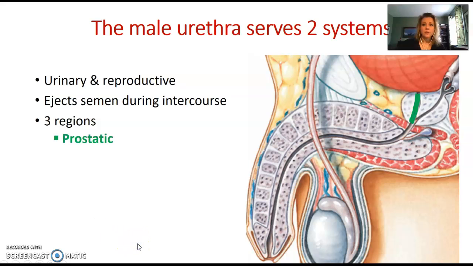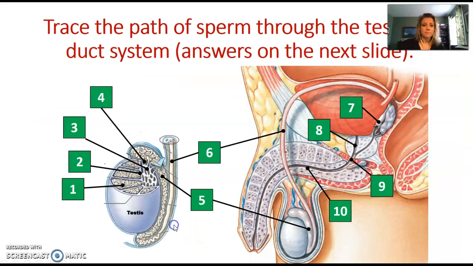The prostatic urethra, highlighted in green here, is the portion that is directly connected to the urinary bladder, and it travels through the prostate gland. The membranous urethra, which is highlighted in blue, is the portion that sits between the prostate and the base of the penis. And then the spongy urethra, highlighted in pink, is the portion that runs through the penis and then forms that opening at the tip.